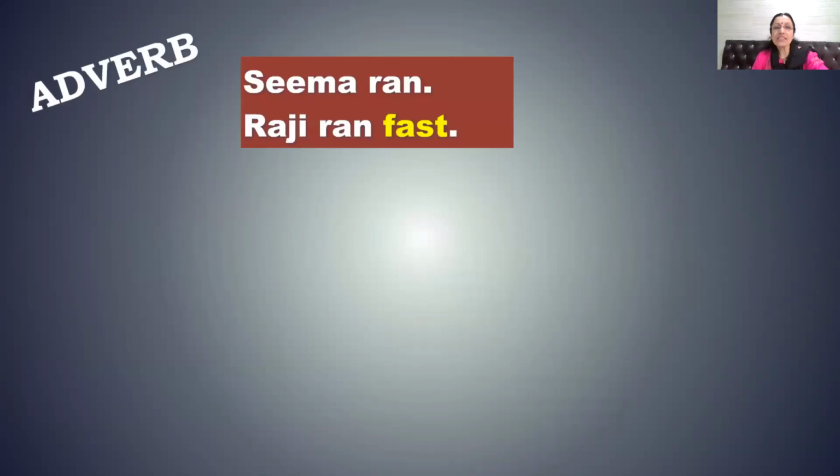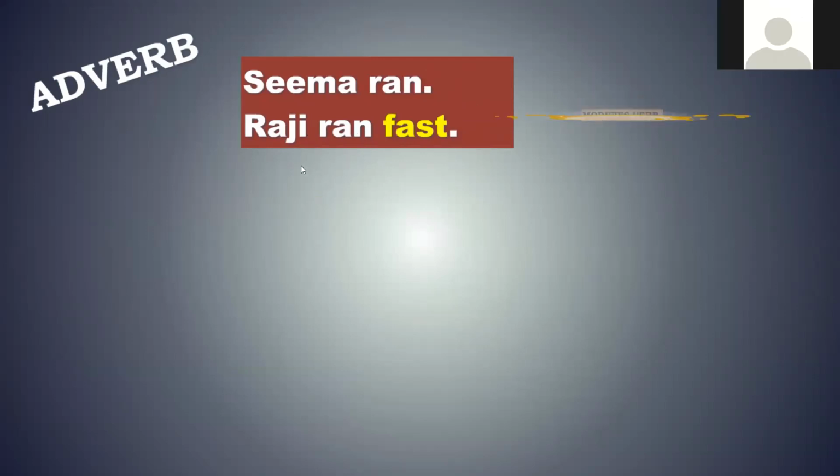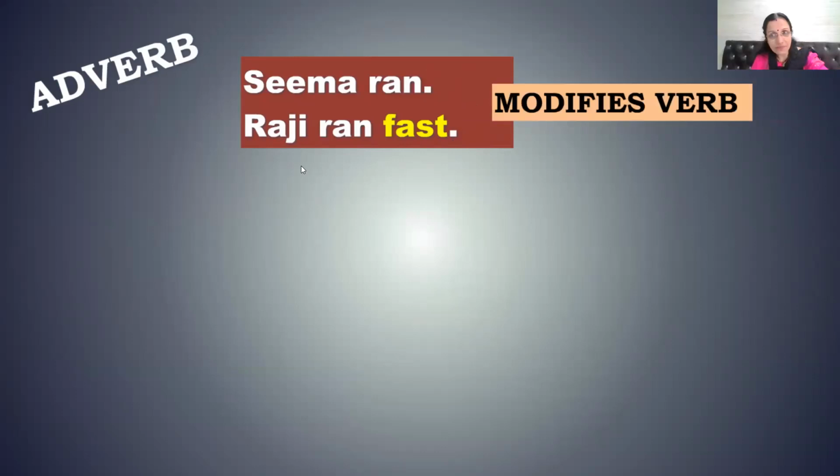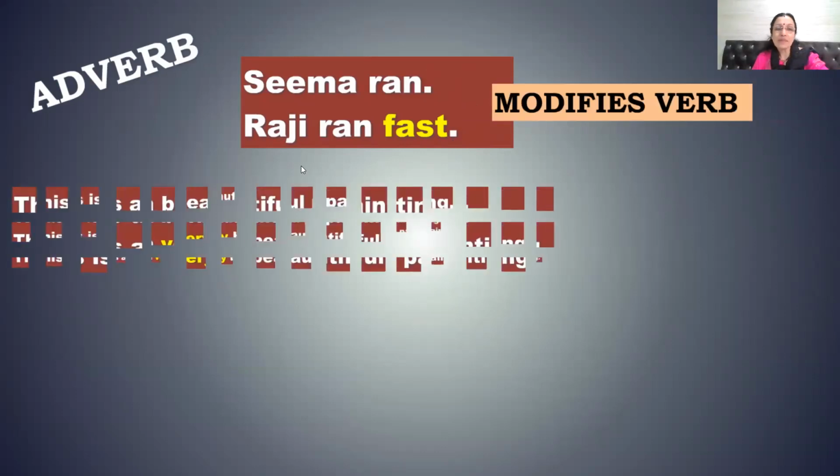Seema ran, Raji ran fast. Okay. Both ran, but Raji ran fast. If you see here, the word fast is telling you more about the verb ran. Otherwise, both are running. The word is telling you more about the verb ran. Okay. Look at the next one. So it modifies a verb.